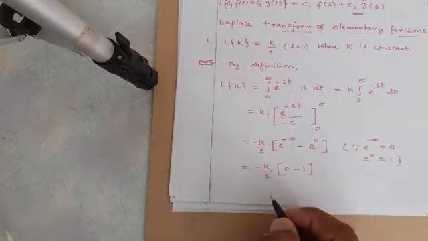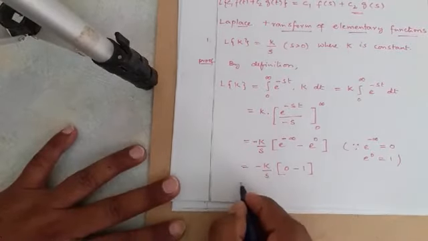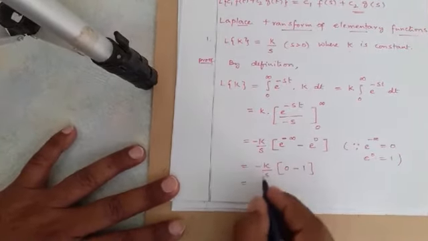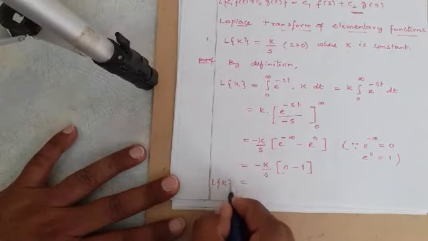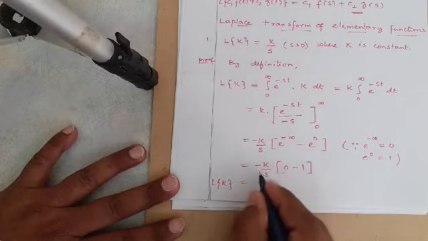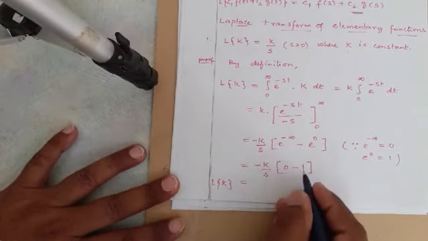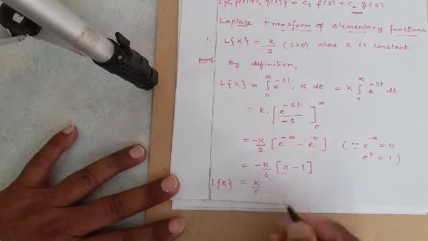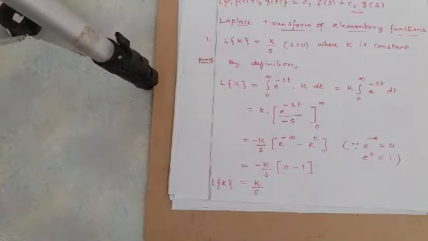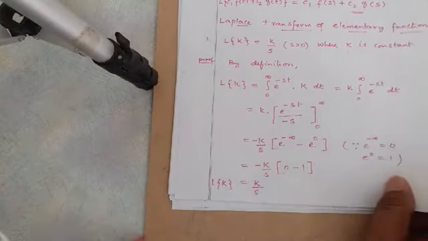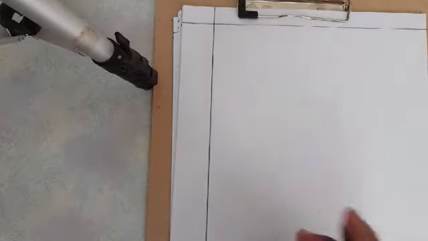So when you multiply minus k by s with what is inside, you get Laplace of k is equal to minus k by s into 0, which is 0, minus into minus plus k by s into 1, that is k by s. So we get Laplace of k is equal to k by s. So in this way we prove the next, whatever elementary functions are there, by using the definition of Laplace transform. Now let us prove for Laplace of 1.